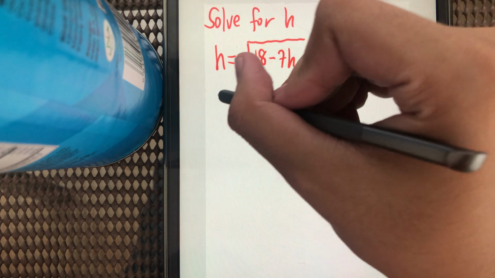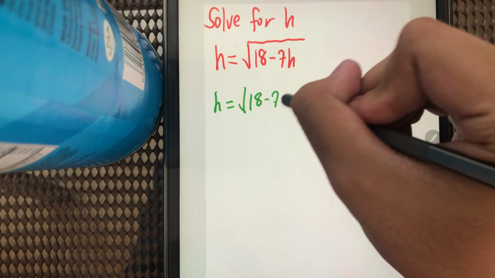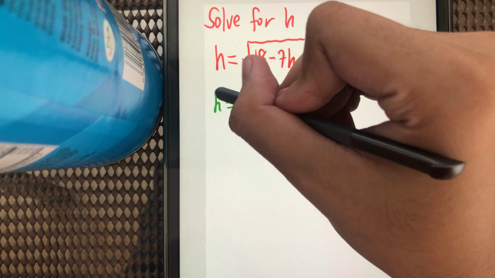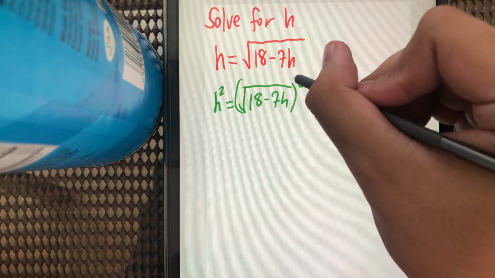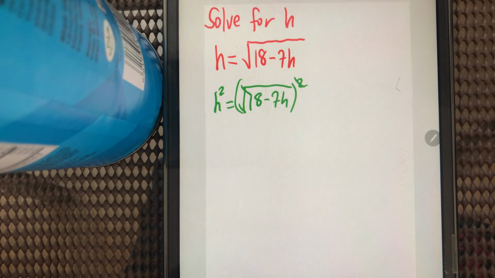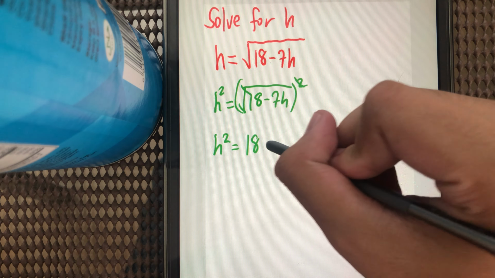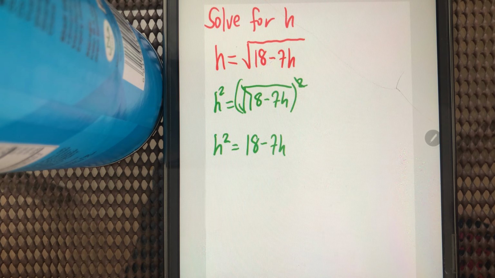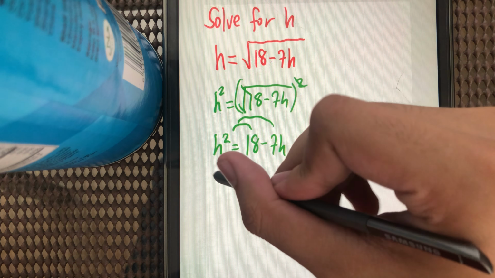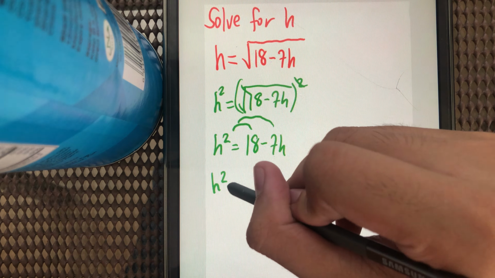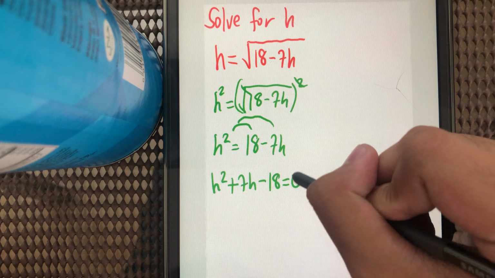We can copy down this given equation and then take the square on both sides. Square and square root, they are gone, leaving us with h squared equal to 18 minus 7h. Then we can transfer. This becomes h squared plus 7h minus 18 equal to 0.